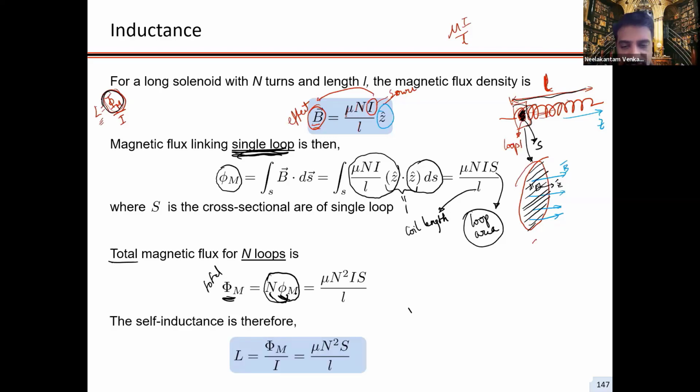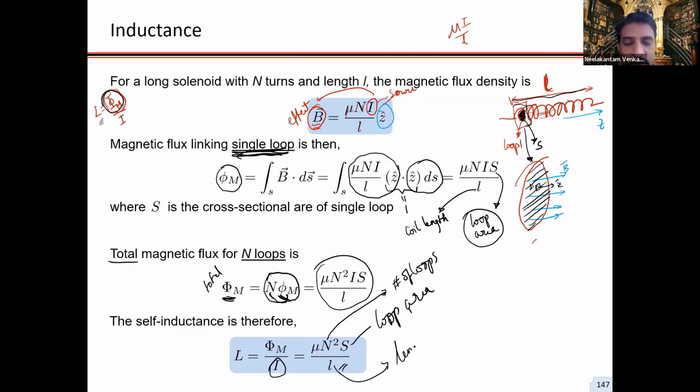The self-inductance is then this over the current, and you notice that it is mu N squared S over L. The S again is the loop area, N is the number of loops, and L is the length of the coil. So very, very important.